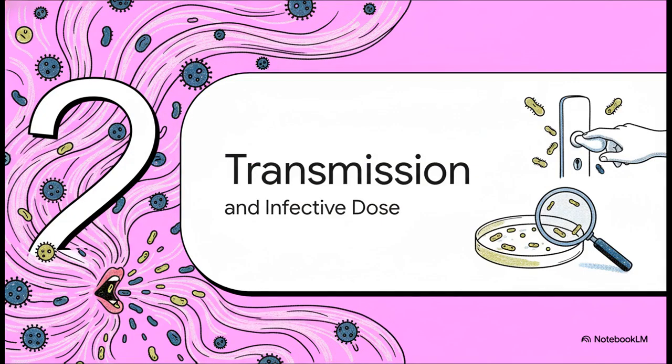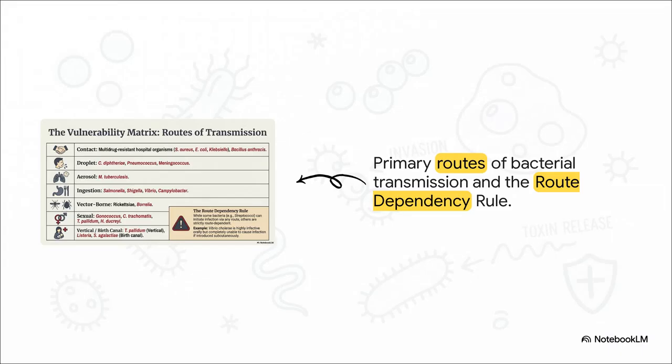Moving on, let's address the initial steps required to establish an infection: transmission, and the concept of the infective dose. In other words, how does the pathogen enter the host, and how many organisms are required? This matrix summarizes the primary routes of transmission. A critical concept to grasp here is the route dependency rule. While some pathogens are versatile, many are highly specialized.